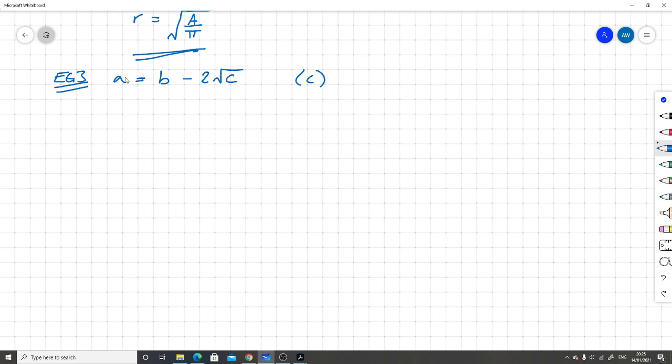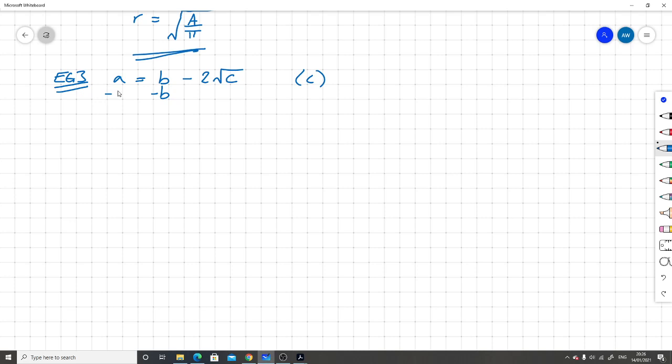At the moment a is the subject, it's on its own on the left hand side, but I want c on its own on the left hand side. How do we do that? Well, I need to get rid of this b and this minus 2 times this square root of c. So I got to get rid of b, the multiplying by minus 2 and the root. We get rid of the b first.